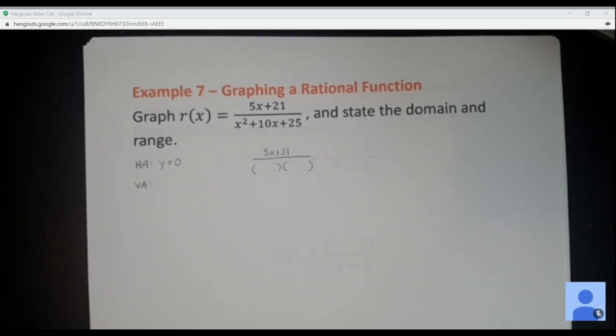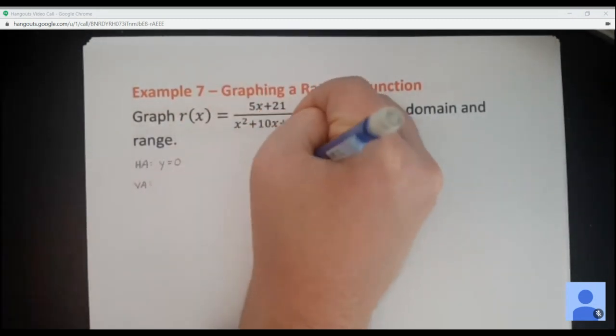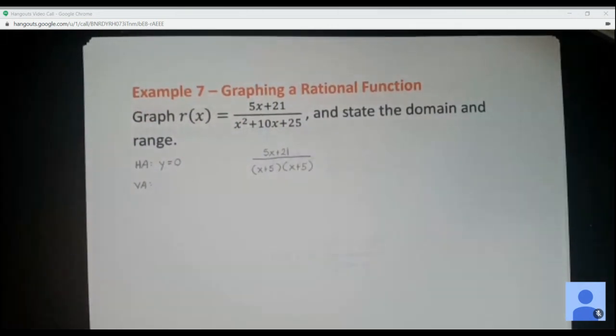Good. So it is going to be x plus 5 squared, right? So it's going to be x plus 5 and x plus 5. Or if you want to write x plus 5 squared, that's the same thing, right? Do we have any common factors?